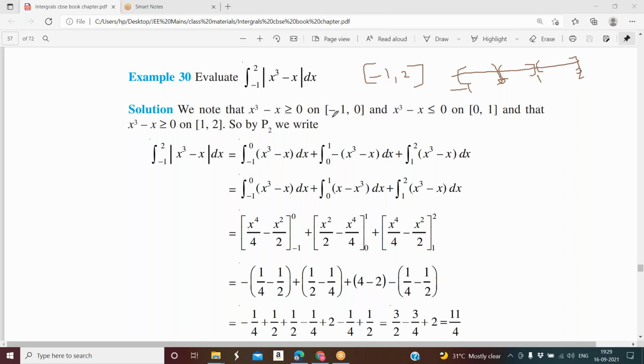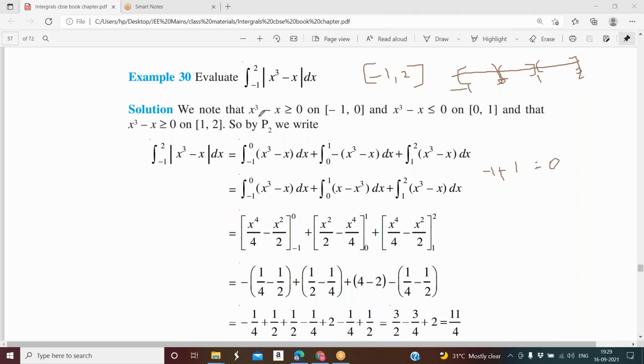How to check this? You substitute minus 1 here. If x takes minus 1, what will happen? Minus 1 cube minus x. Minus 1 cube is minus 1, and minus of minus 1 becomes plus, so minus 1 plus 1 is 0. It's a non-negative value.